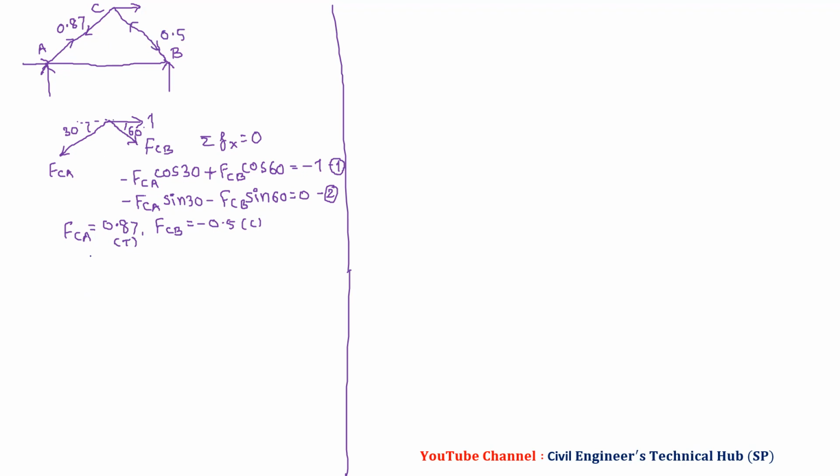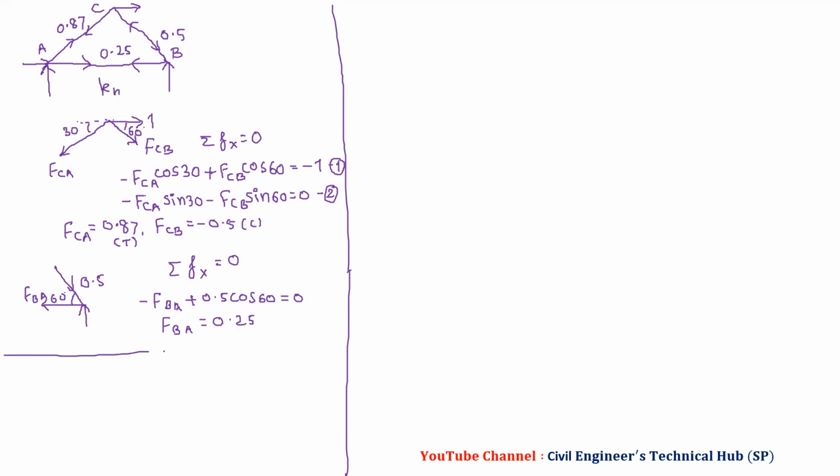Then we will consider joint B. So at joint B we have compression 0.5. This angle is 60 degrees. So this will be FBA. So apply ΣFx = 0, and then we have FBA minus 0.5 cos 60 equal to 0. Cos 60 is 1 by 2. And FBA we will get tensile 0.25. So these are KH.